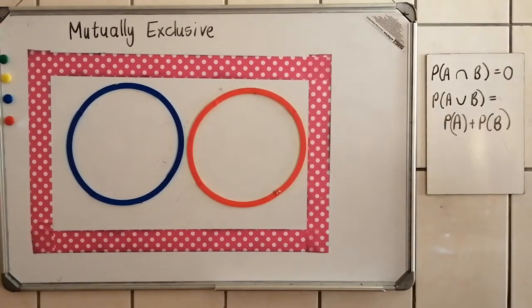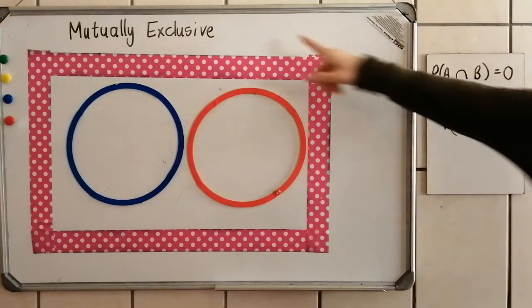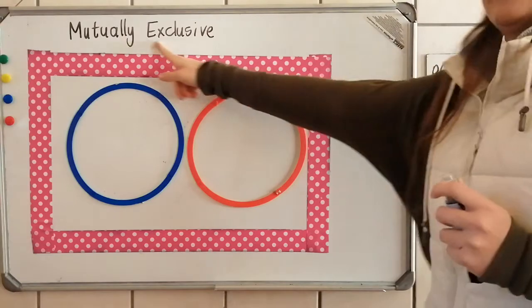So what I mean is when I pull one card, it could never be a queen and a king. It can either be a queen or it can be a king. It can't be a queen and a king at the same time. And so they're mutually exclusive.